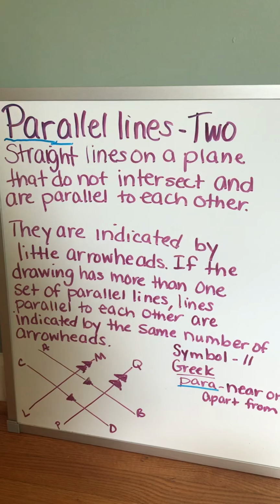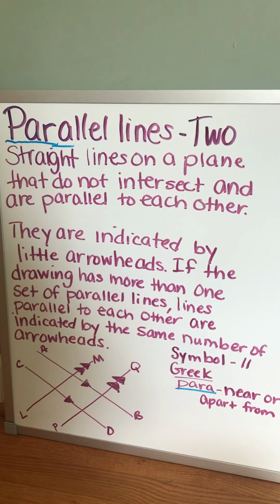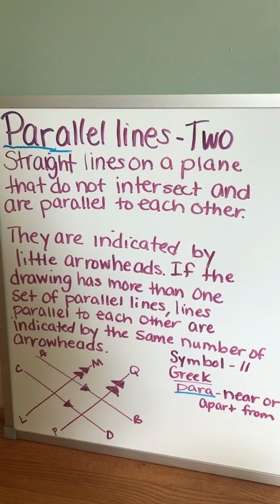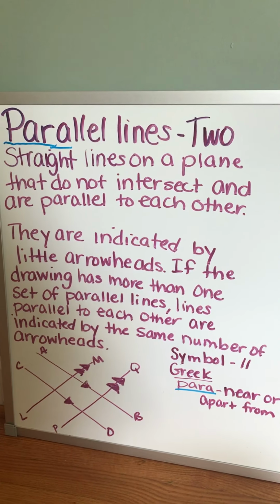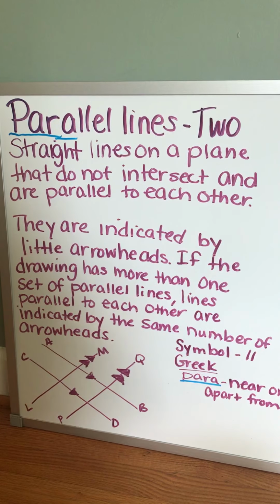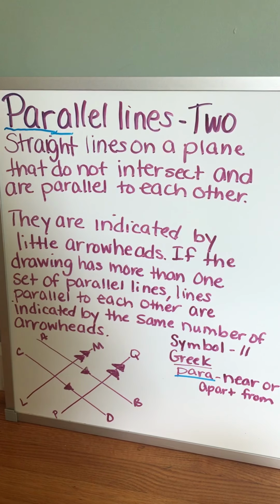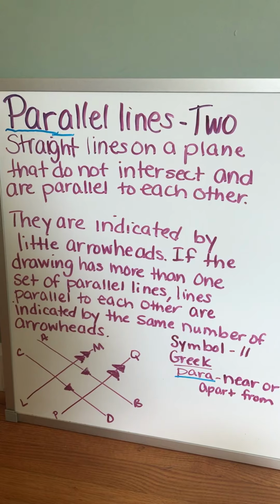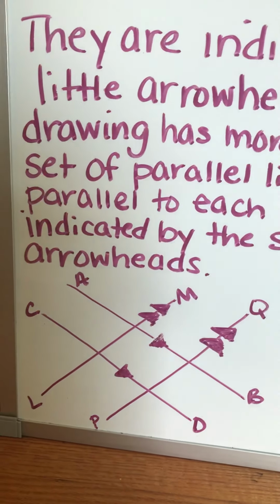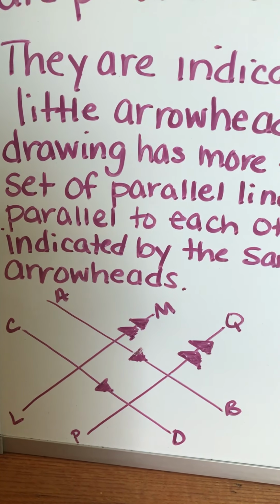So I'm going to go ahead and tell you the definition. You can pause the video right here if you would like, and you can write down this information. Two straight lines on a plane that do not intersect are parallel to each other. They are indicated by little arrowheads. If the drawing has more than one set of parallel lines, lines parallel to each other are indicated by the same number of arrowheads. I did an example down here for us, so we can take a look at these lines and see which ones are parallel.